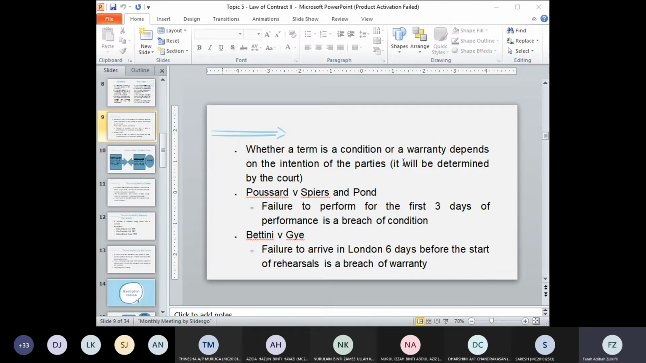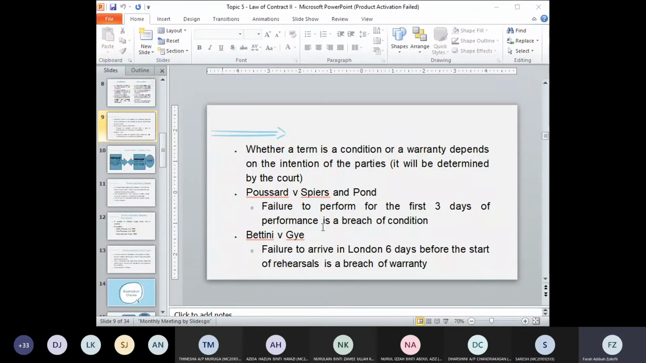So in this case, the issue is whether the requirement to be in London without fail 6 days before the start of rehearsals is a condition or is it a warranty? So in this case, the court held that the requirement to be in London 6 days before rehearsal is only a warranty, not a condition. So it states that the fact that you have to be in London 6 days before rehearsals is part of the contract, but it is not the most important part of the contract, because Bettini is already there before the performance starts.